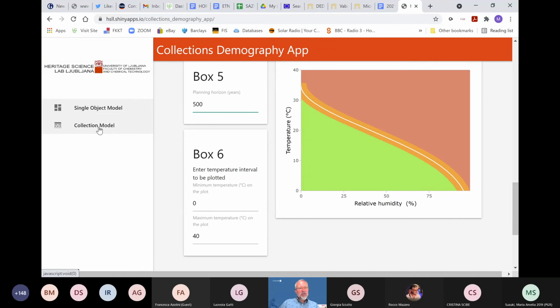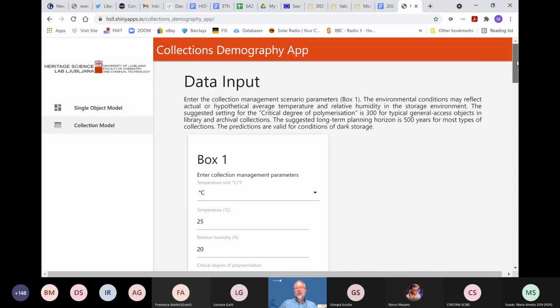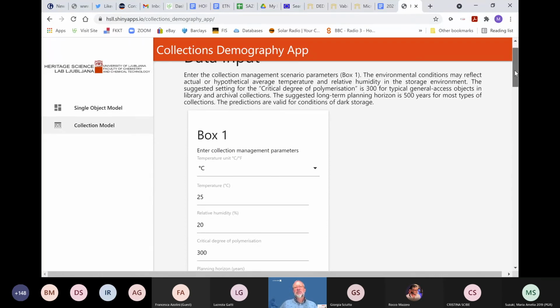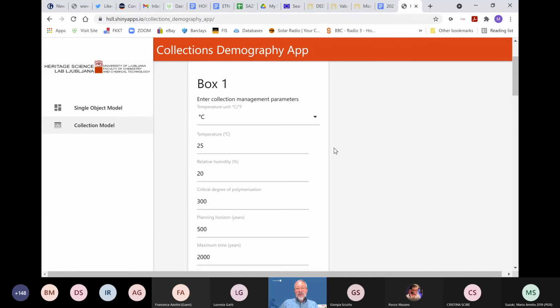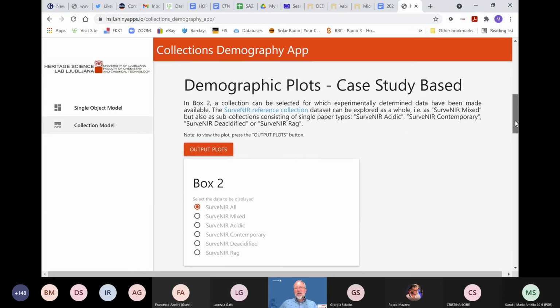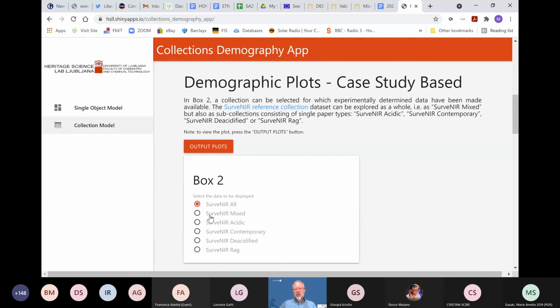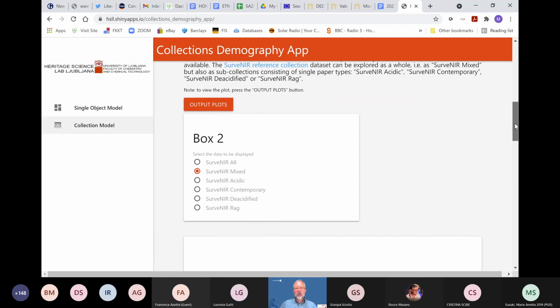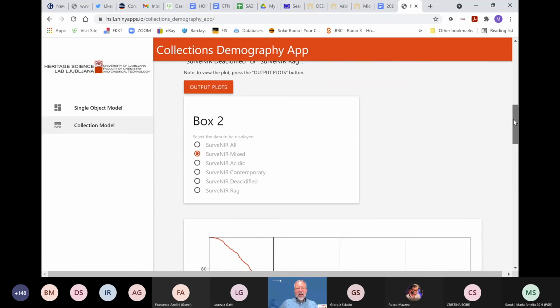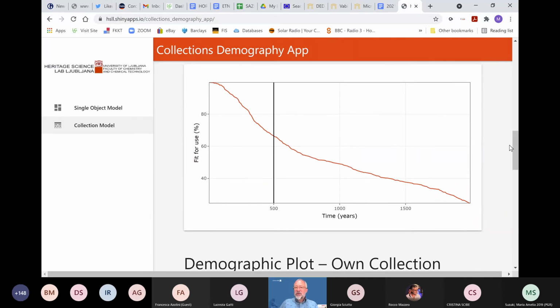Let's have a look at the collection model. This is a set of equations that allows us to model entire collections. In this case, let's again enter 20 degrees centigrade, 50% relative humidity. The rest, let's keep as it is. And let's say that we have a typical mixed collection of paper. Some of it at time zero is acidic, some of it is contemporary, meaning that its starting pH is 8. Some of it is pretty historic, meaning that it has been made from old rags. Such papers are typically a little bit more stable. And we can model the lifetime of such a collection fairly easily.